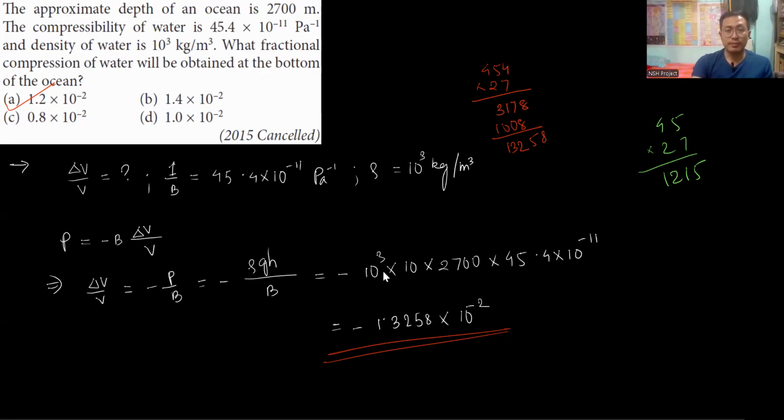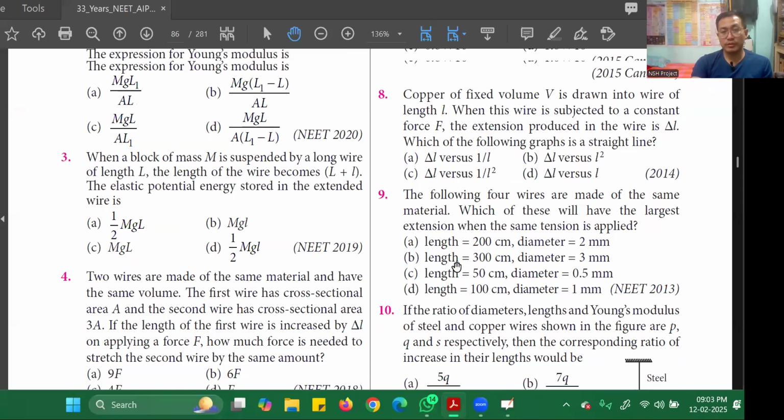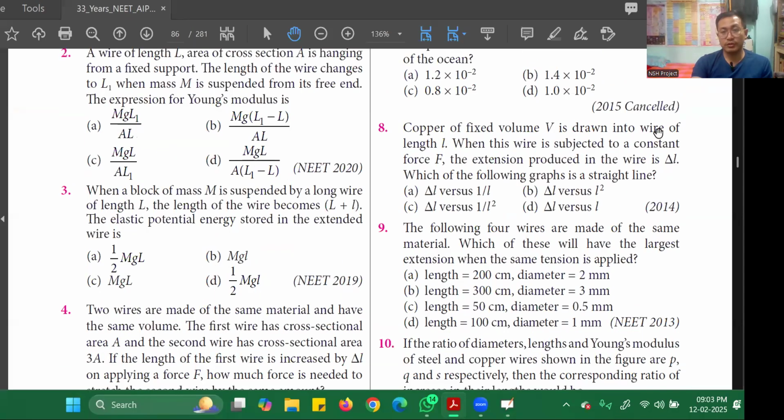Anyway, let's see. Question number 8. Copper of fixed volume V is drawn into wires of length L. When this wire is subjected to a constant force F, the extension produced in the wire is delta L. Which of the following graphs is a straight line?